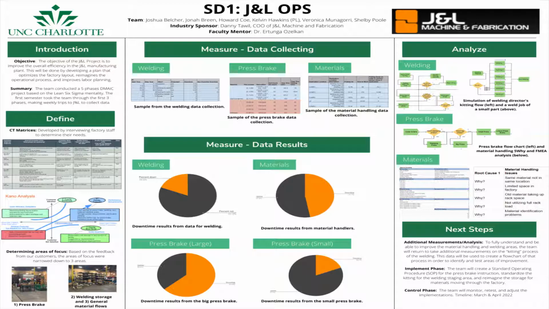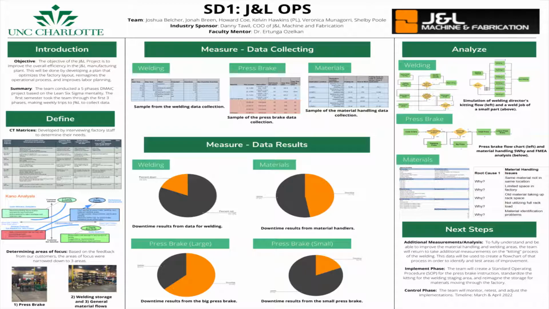We started with the define phase in order to gain a good perspective on what direction we wanted to take the project and understand barriers to the company's growth. We started by creating CT matrices through interviews and daily observations to understand our clients' needs, as well as a Kano model to understand what were desirable and undesirable deliverables for the project. Through this, we determined the main areas to investigate were the press brake, welding, and material handling areas.